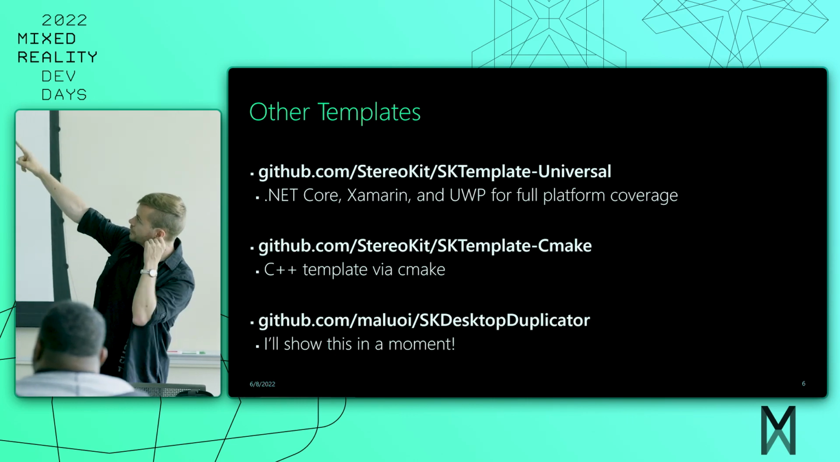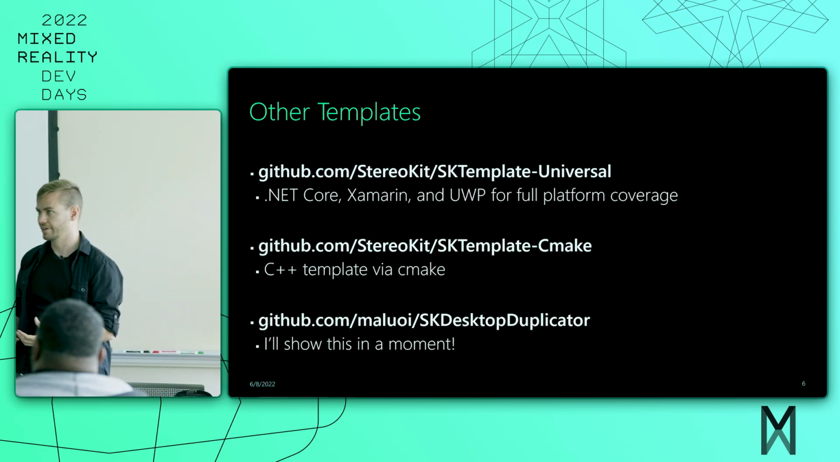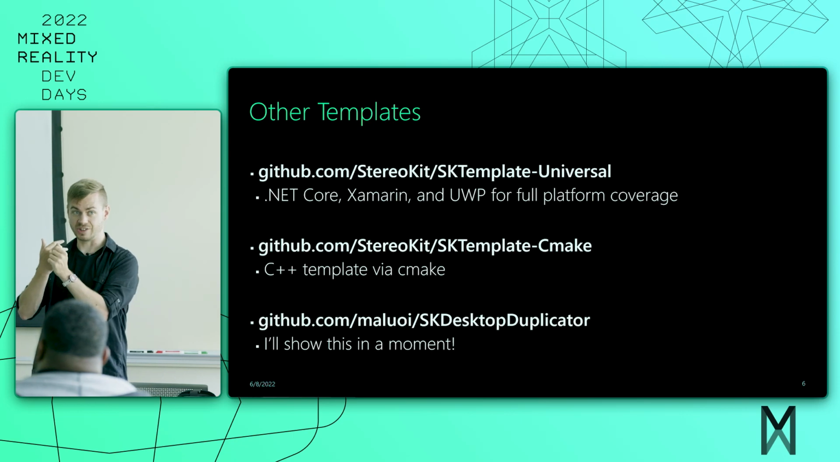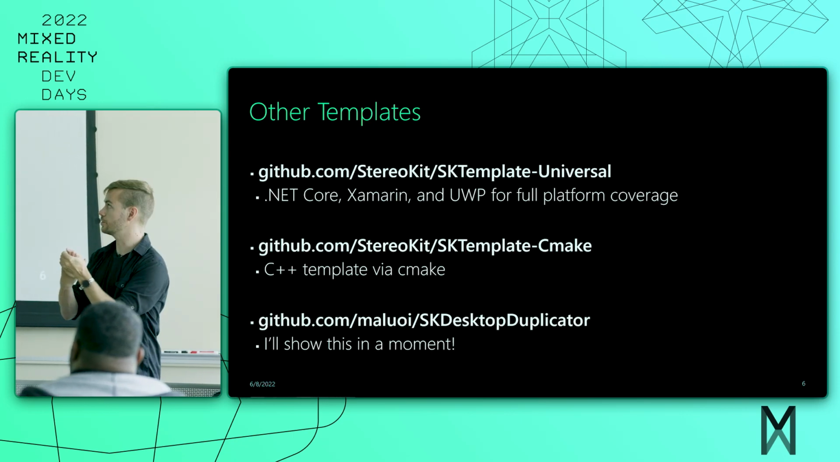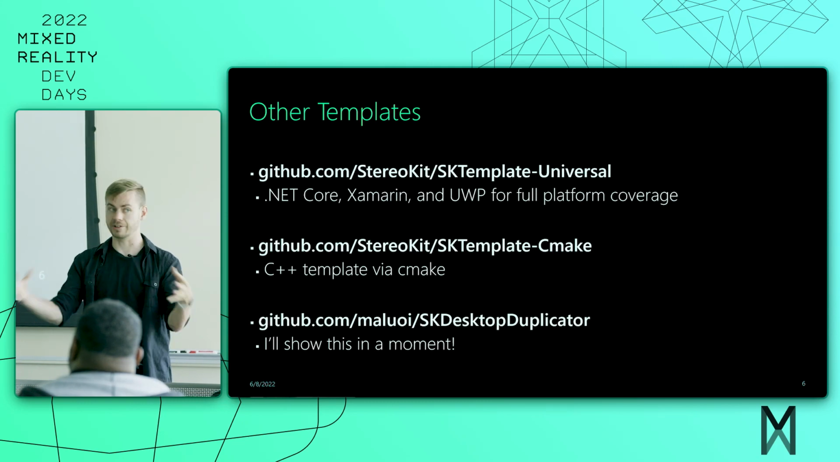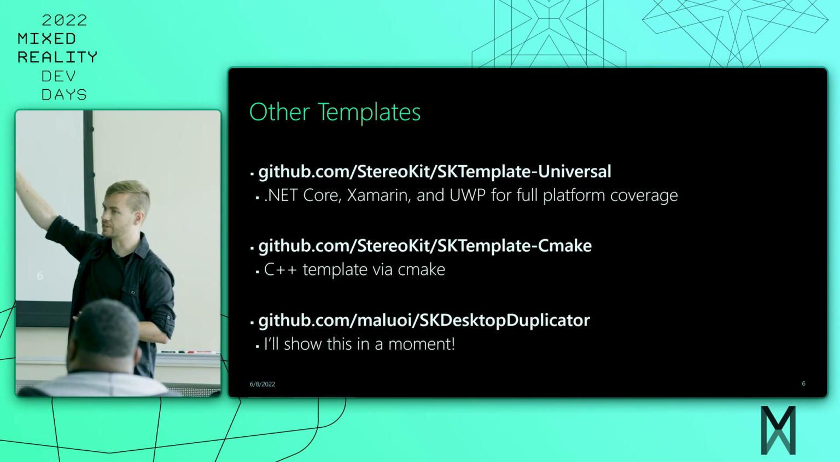So the first one here, this is the universal template. This is a little bit more complicated. And it basically has 4 different projects in it, a shared DLL, and then target projects for .NET Core, Xamarin, and UWP. So when I was talking about merging those projects together, this is probably what you would just do instead. Just grab this template here.